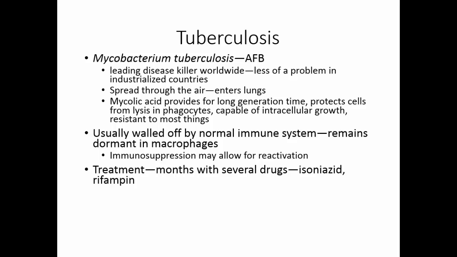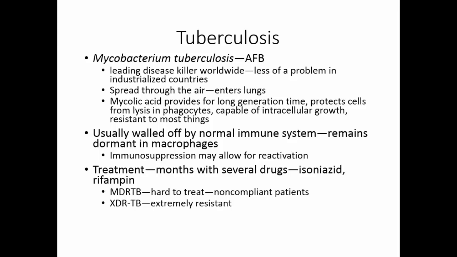Treatment is months with several different drugs. Isoniazid and rifampin are very commonly used along with a number of other drugs. Multiply drug-resistant tuberculosis is very hard to treat. We believe that this organism has developed because of non-compliant patients, patients who didn't take all of their drugs for as long as they were supposed to take them.